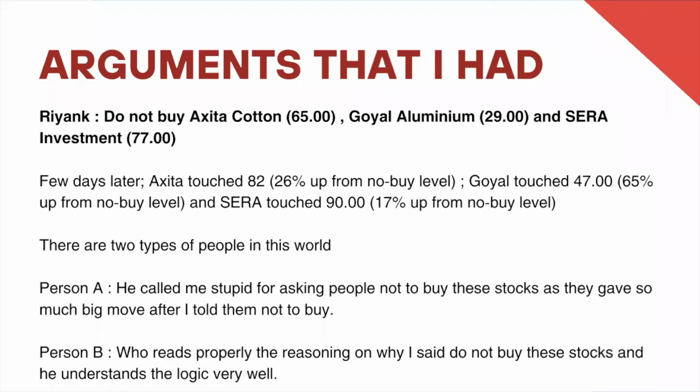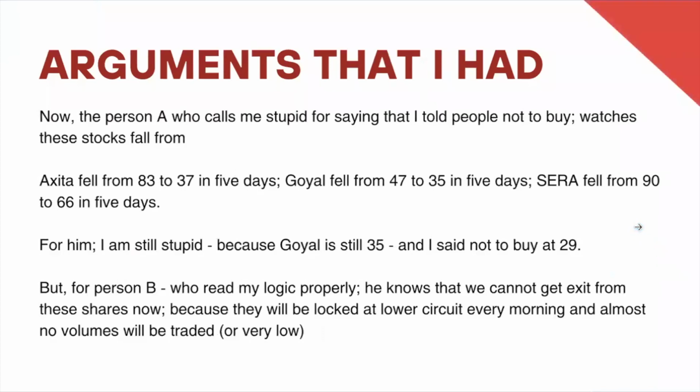Now, person B will be someone who will understand and read my reasoning properly. He will read properly why I told him not to buy it, and he will understand my logic very, very well. Now, person A calls me stupid for saying not to buy the stocks. But after a few days, Akshita Cotton came from 83 to 37, Goel Aluminium came from 47 to 35, and Sera came from 90 to 66.